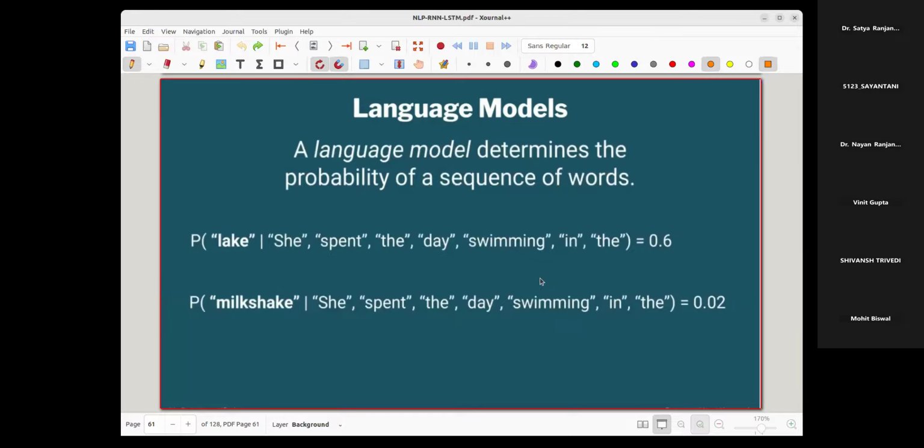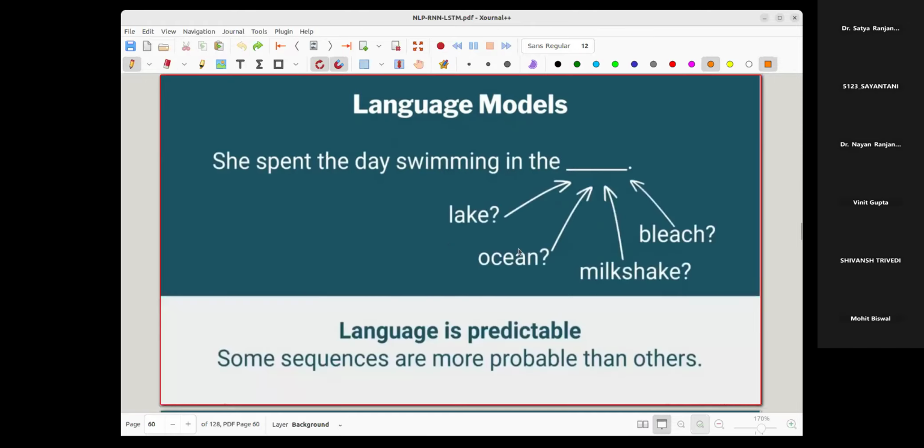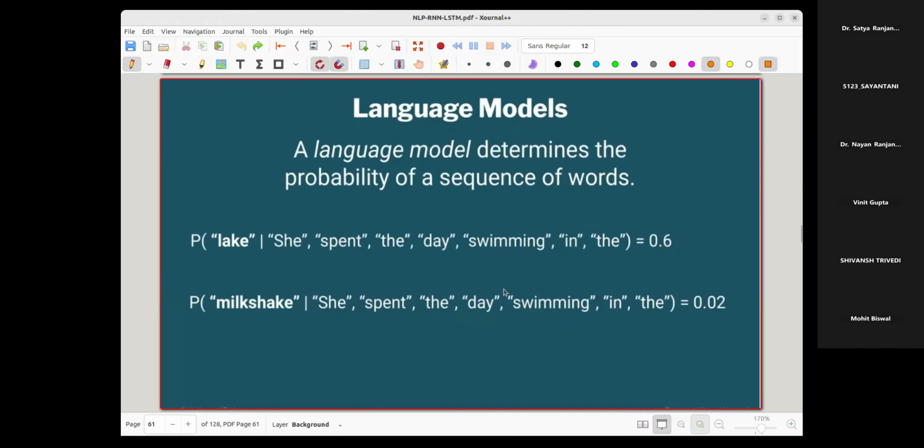Now, the language model determines the probability of a sequence of words. For example, out of these two, lake and ocean, which is more probable? Now you have to find out the probability of lake given all previous words. Let's say it is 0.6, and the probability of milkshake given all previous words, let's say it is 0.2. So obviously 0.6 is greater than 0.2, so the next word is lake. This is the job of the language model, to predict the next word.